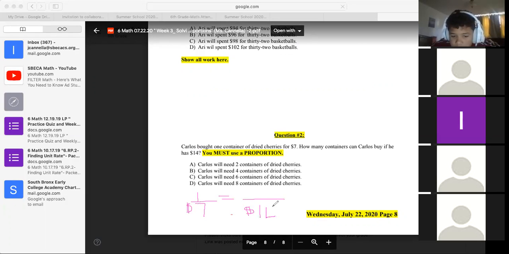We know that to get from 7 to 14, I got to multiply by 2. So that means if I multiply the denominator by 2, I got to do the same to the numerator. Good. So he's going to need 2 containers, which is going to be choice A.